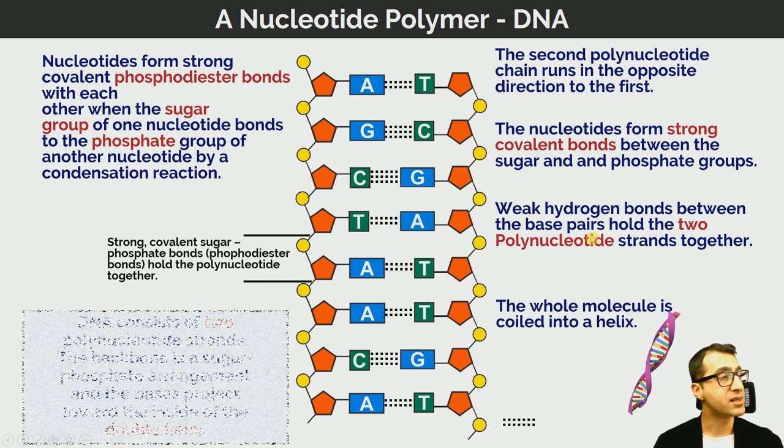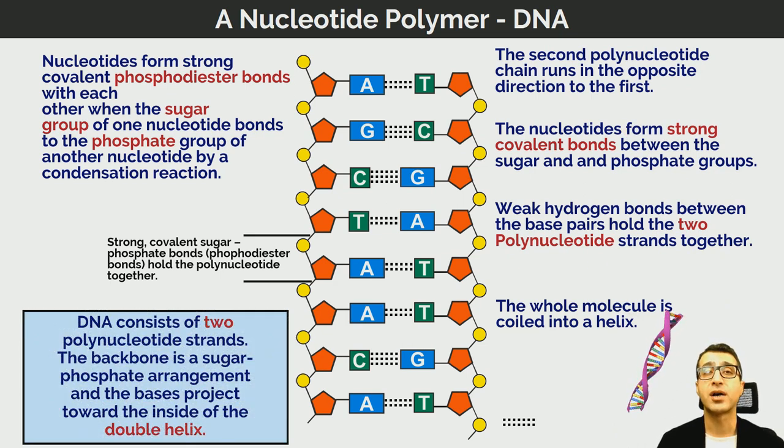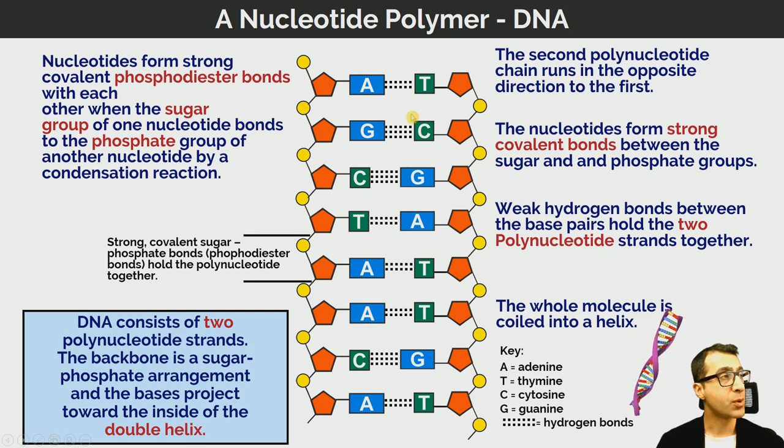So DNA consists of two polynucleotide strands, two polymer strands, and the backbone of each one of those strands is the sugar phosphate arrangement, which is connected between nucleotides by phosphodiester bonds, which are strong covalent chemical bonds. And so the whole assembly, the whole double polynucleotide molecule, then twists and coils itself into a double helix. And so again, we have adenine bonding with thymine via two hydrogen bonds, guanine bonds with cytosine via three hydrogen bonds.